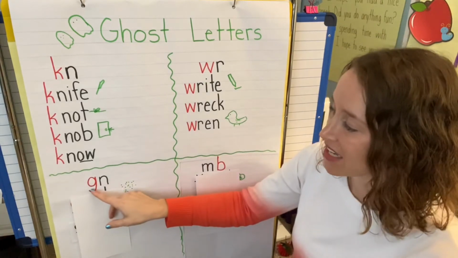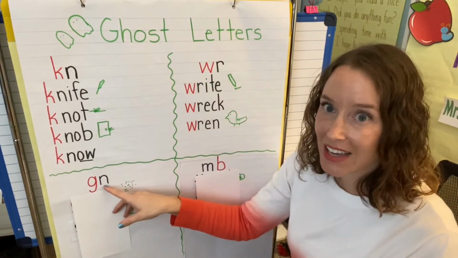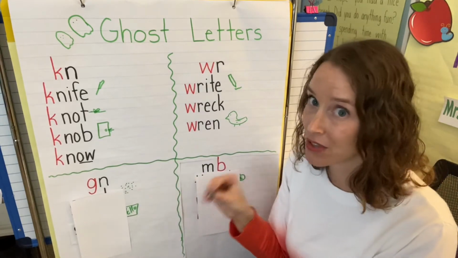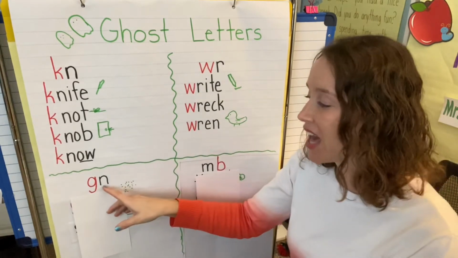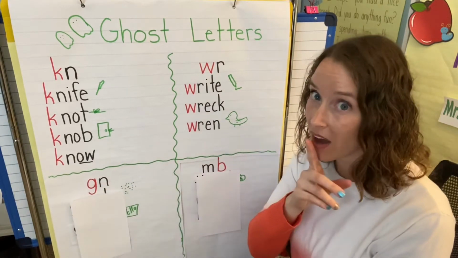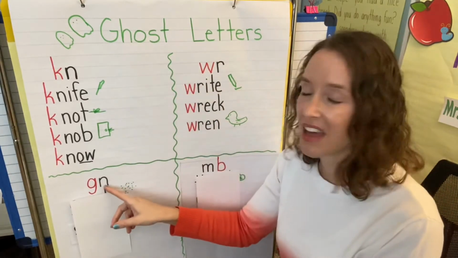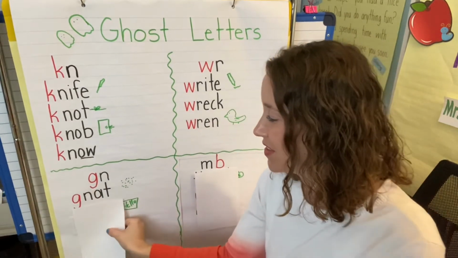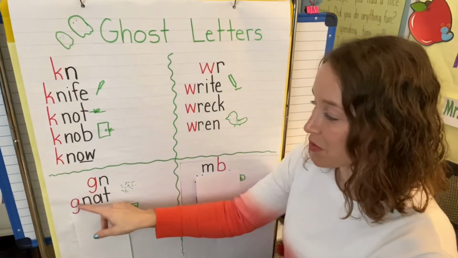All right, now let's look down here. GN. GN shows up at the beginning and at the end of words. So there's not a ton that use GN. But when you see GN, the G is quiet. It's a ghost letter. The N goes right along making it sound. So let's take a look at our first one. Okay, so G is quiet.